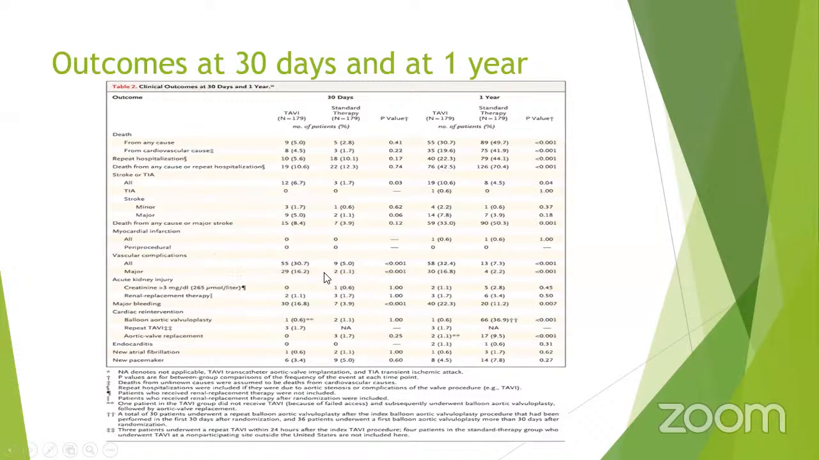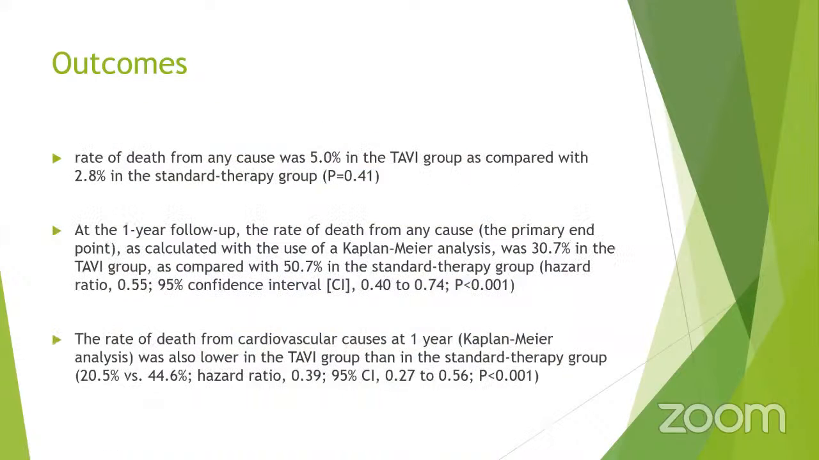Vascular complications were, of course, more prevalent and significant in the TAVI group, both at 30 days and at 1 year. Other than that, as I said before, the rate of death was 5% versus 2.8% in the standard therapy group. At the 1 year follow-up, 30.7% in the TAVI group had died as compared to 50.7% in the standard therapy group.